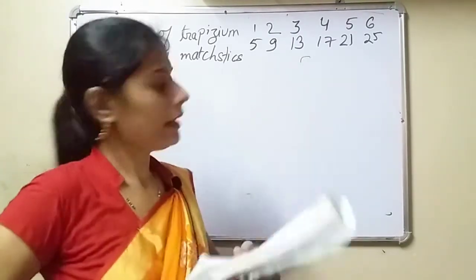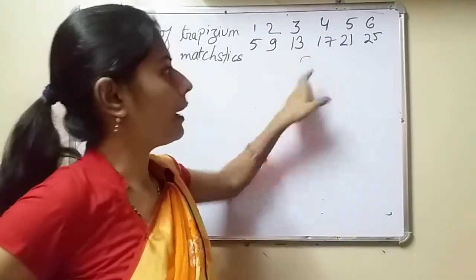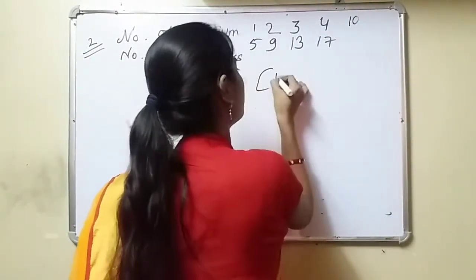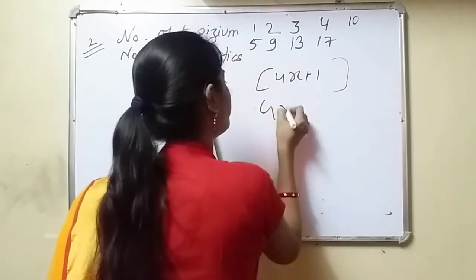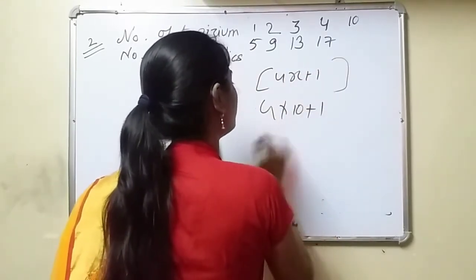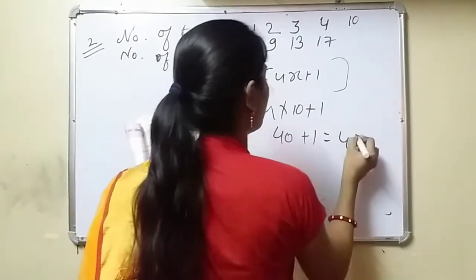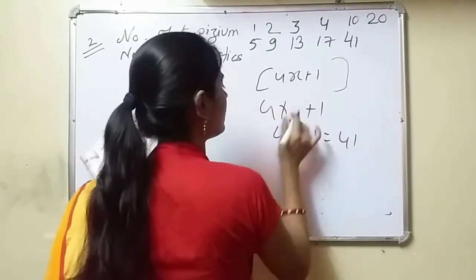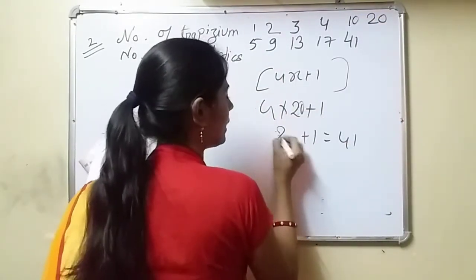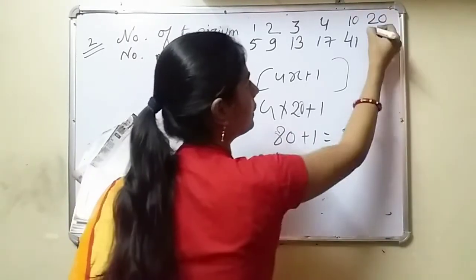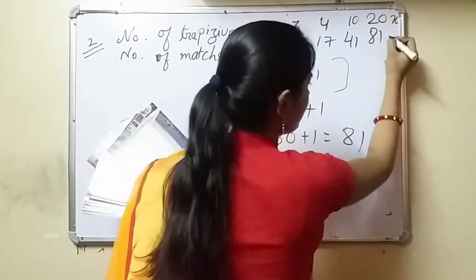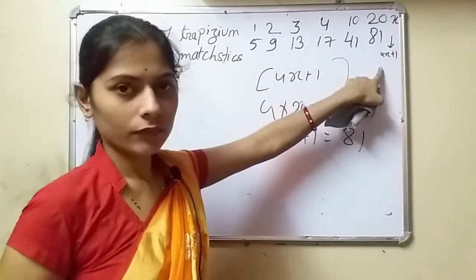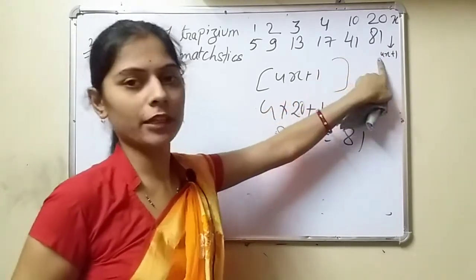Now see, they haven't asked of 1, 2, 3, 4. After that they have asked of 10. For 10, how you can solve? 4x plus 1, 4 into 10 plus 1, 40 plus 1, that is 41. Okay, now see for 20, 4 into 20, 80, 80 plus 1, that is 81, you can put here 81. Then for x, here you can write 4x plus 1. Okay, for x you cannot find anything, so 4x plus 1 will come here.